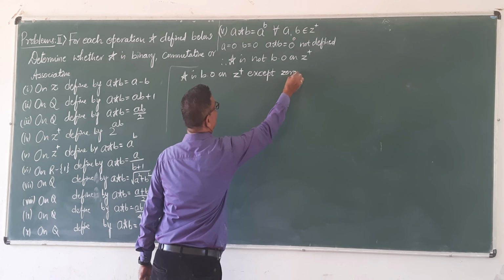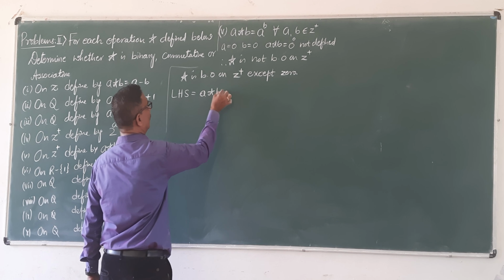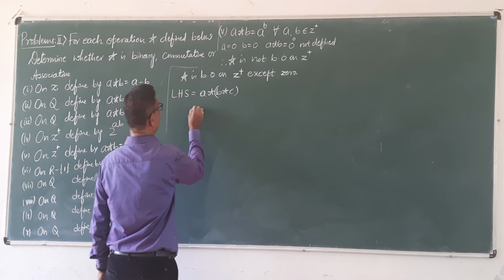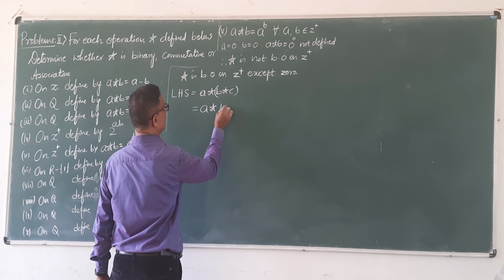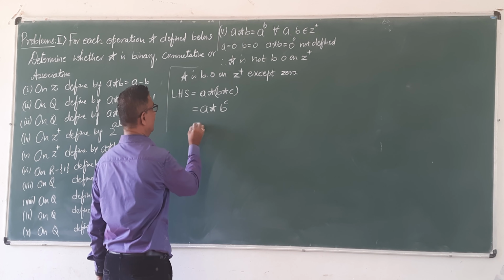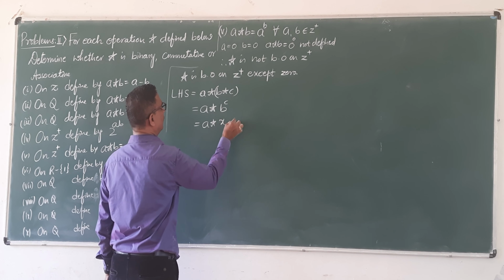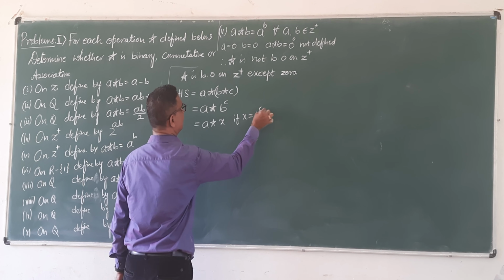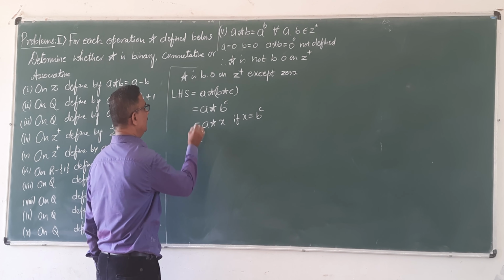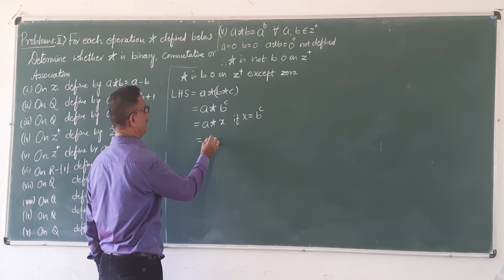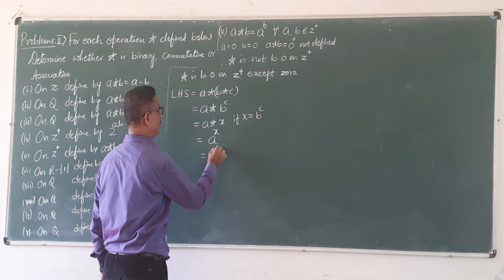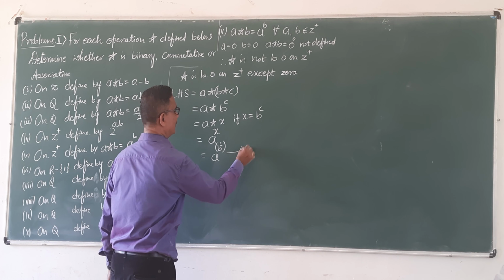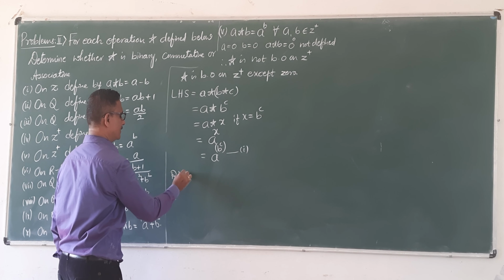Okay. Then verify whether it is associative or not. LHS: a star of b star c is equal to a star. a star b is equal to a power b. b star c is equal to b power c. That is a star, put b power c is equal to x, where x is equal to b power c. Since a star b is equal to a power b, what is a star x? a power x. That is a power x, value b power c. Call it equation 1.